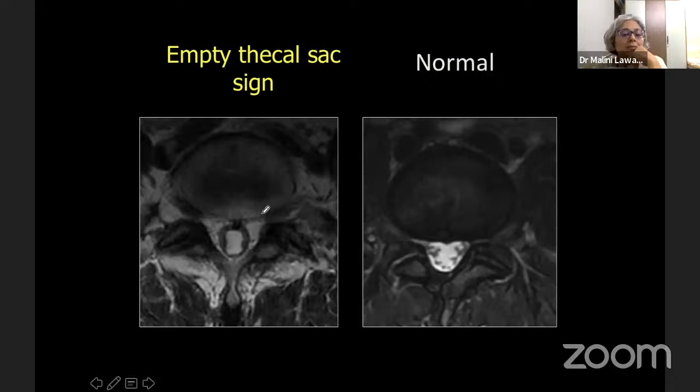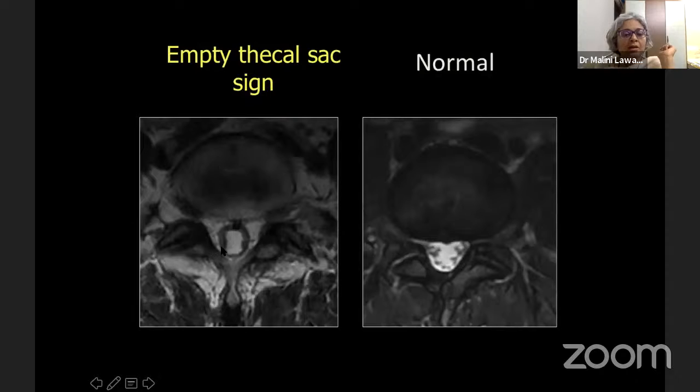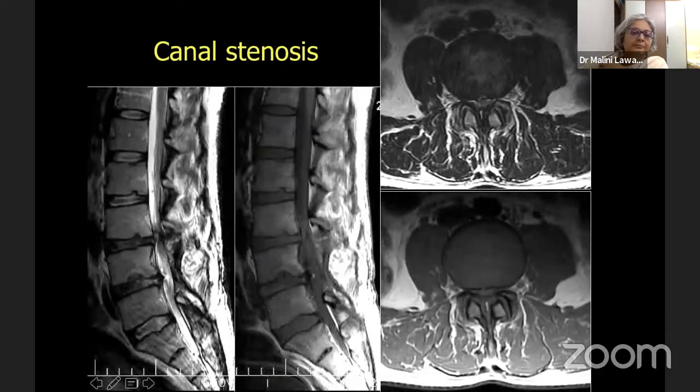The other appearance could be, this is normal again. You can see how cauda equina nerve roots are spread evenly. Here, if you look, this is the thecal sac, and it looks like the thecal sac is empty. So this is called empty thecal sac sign. But when you look, you can see along the wall, these are all the nerve roots which are clumped and adherent to the periphery of the thecal sac. So the thecal sac may look empty, or it may look like a pseudocord sign because they are all clumped together. Here the nerve roots are clumped and adherent peripherally.